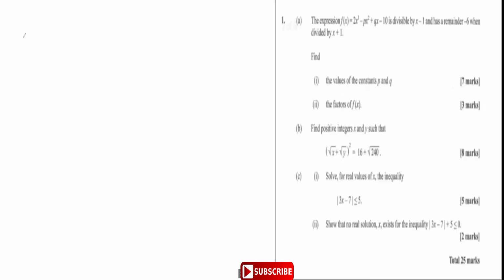Today we're going to be going through the 2012 Cape Pure Mathematics paper. Nice and easy. Let's start with question 1. Question 1 says f of x is 2x cubed minus px squared plus qx minus 10. So let's write that down.